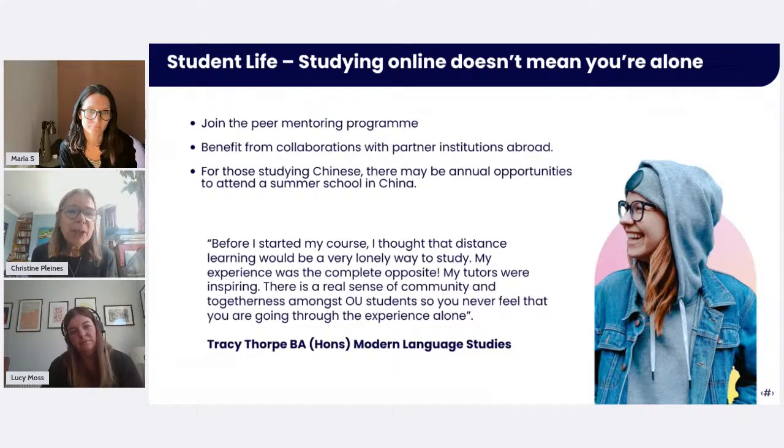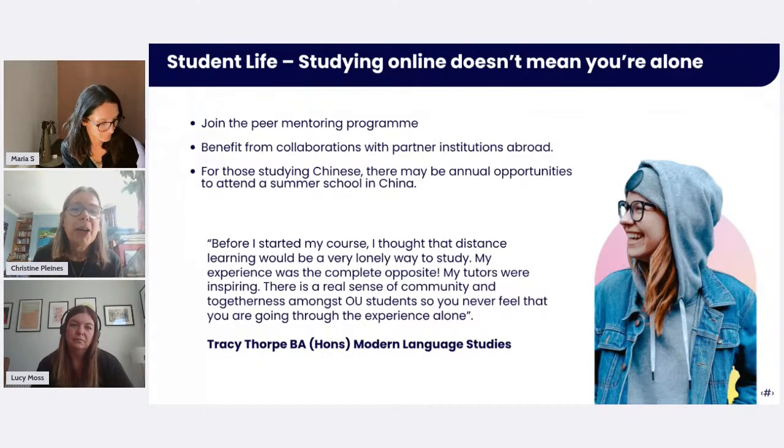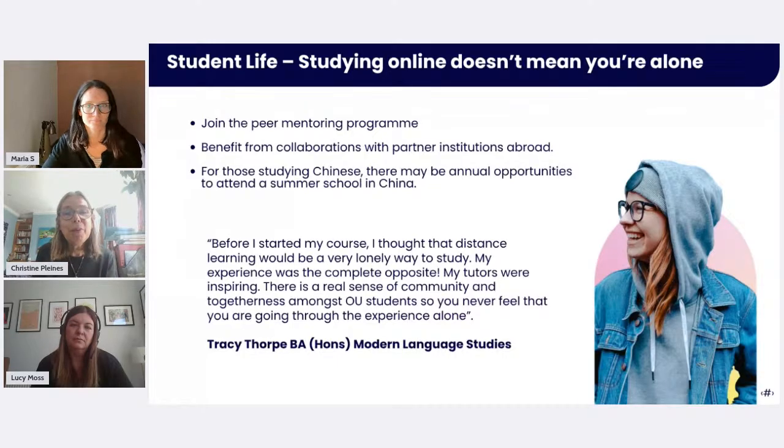Yeah, so here are some more examples. There's a peer mentoring program. We have collaborations with partner institutions abroad, which you can benefit from. And for those studying Chinese, this year there is an opportunity to attend a summer school in China as well. So there are these opportunities, and they may change a little bit each year, but these opportunities are available for our students. And we've got a lovely quote here from our student Tracy. Before I started my course, I thought that distance learning would be a very lonely way to study, but my experience was the complete opposite.